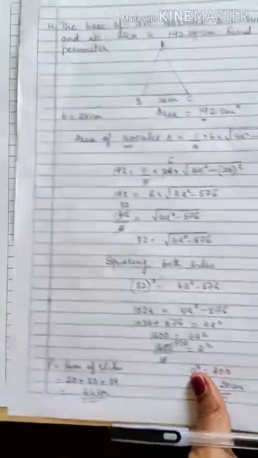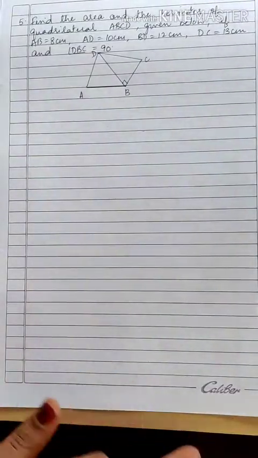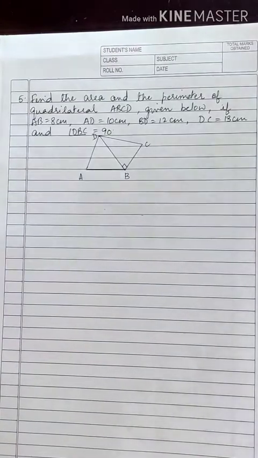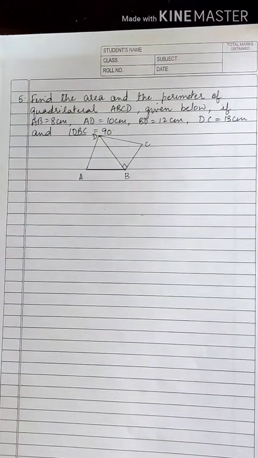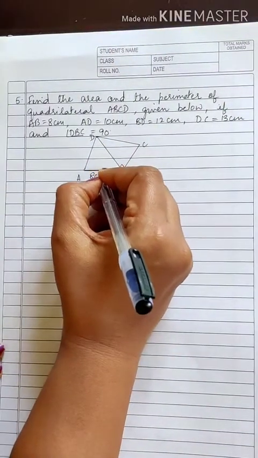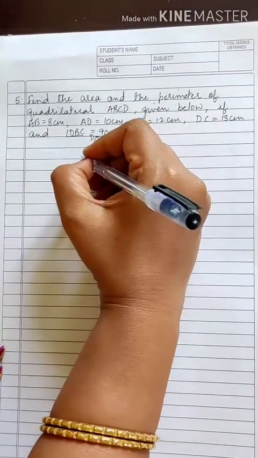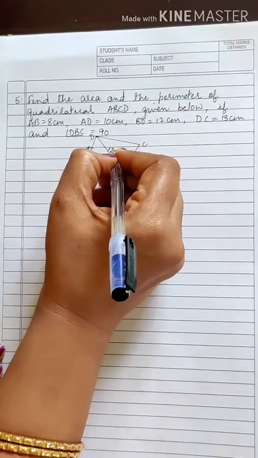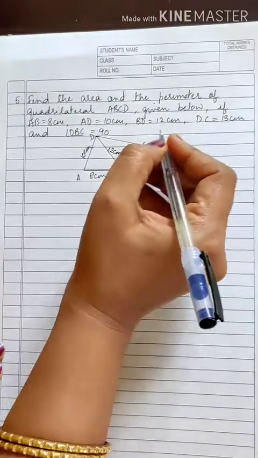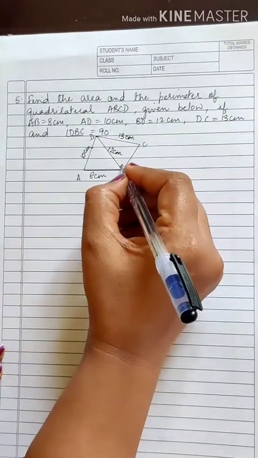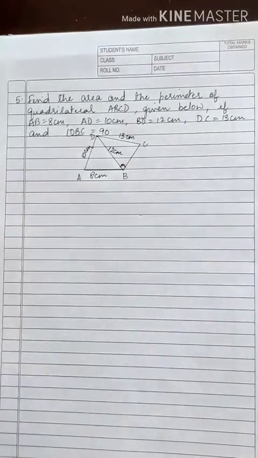Now a few more sums. Find the area and perimeter of a quadrilateral ABCD given below if AB is 8 centimeter and AD is 10 centimeter, BD is 12 centimeter, DC is 13 centimeter and angle DBC is 90 degree.